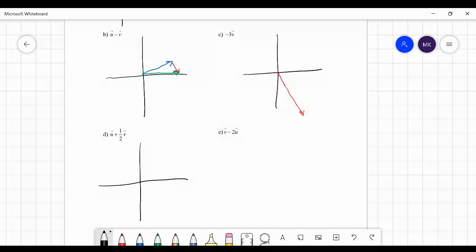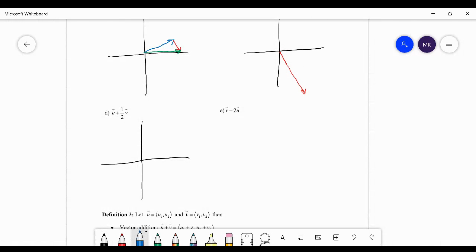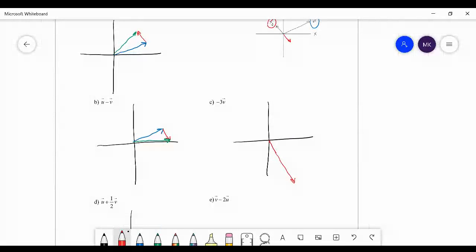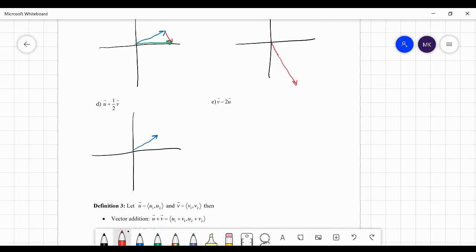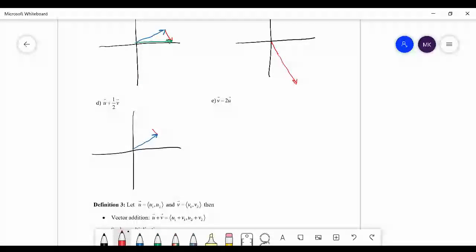Again, we're going to start with our u. But now we're going to add half v. So when we added v, we saw that we got it like that, but now we're only going to go half of v. So we're only going to go like this, just a little bit, giving us our resulting vector.